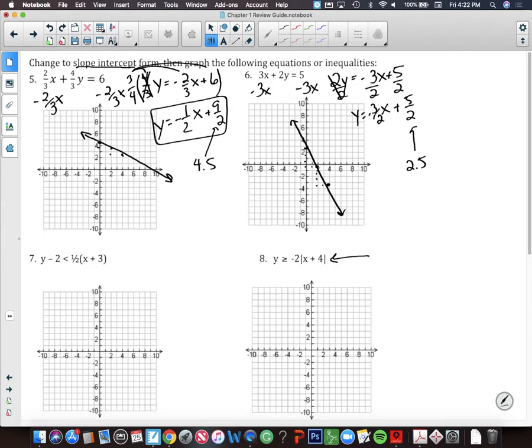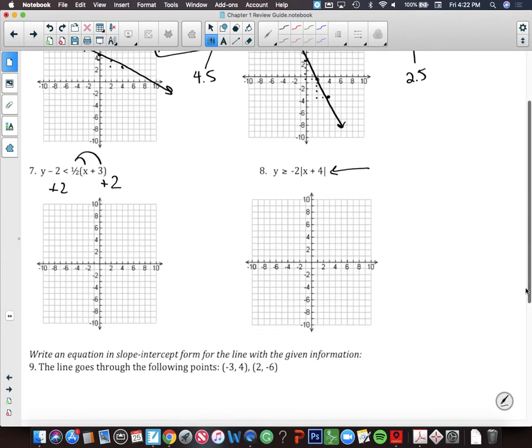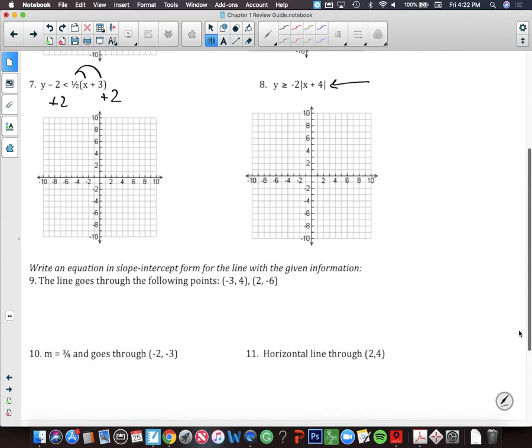So the one thing that you're going to have to do on number 7 is you're going to have to distribute the 1/2 and then add the 2 over there, and then you'll get your slope-intercept form. Okay? And it is an inequality, so I better do it just so we can see how to shade. So when I distribute, I'll have y minus 2 is less than 1/2 x plus 3/2. Add the 2, like I said. So 3/2 plus 2 is 5/2.